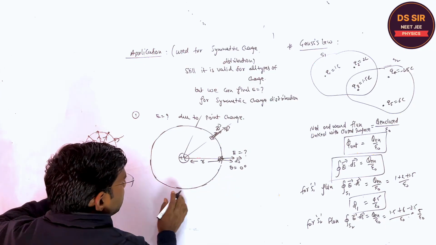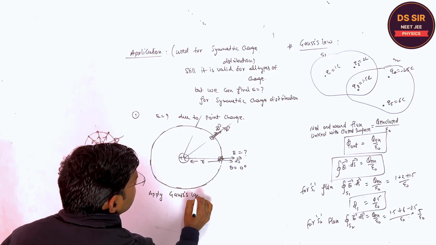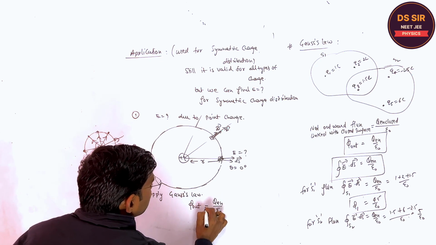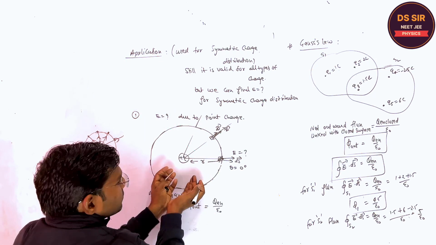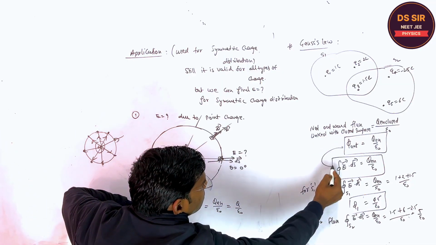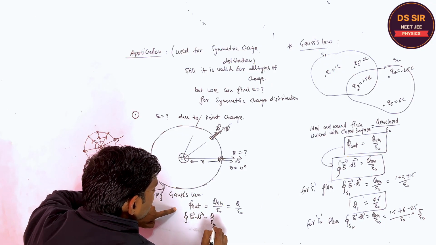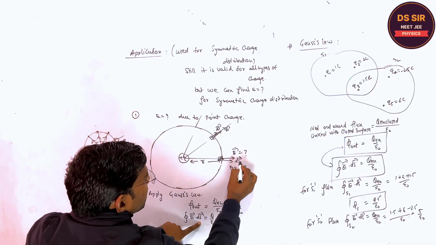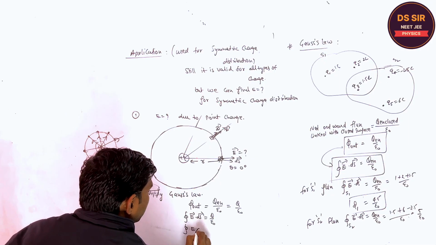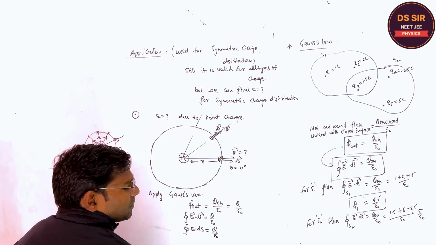Right. So now apply Gauss's law. What is that? The net outward flux is equal to charge enclosed divided by epsilon naught. So what is the charge enclosed by this surface? Q. And what is the net outward flux? It is E dot ds. What is the angle between the electric field and the ds vector? Cos 0, and cos 0 is 1. So it may be written as E ds equals q upon epsilon naught. Is it clear or not, you tell?